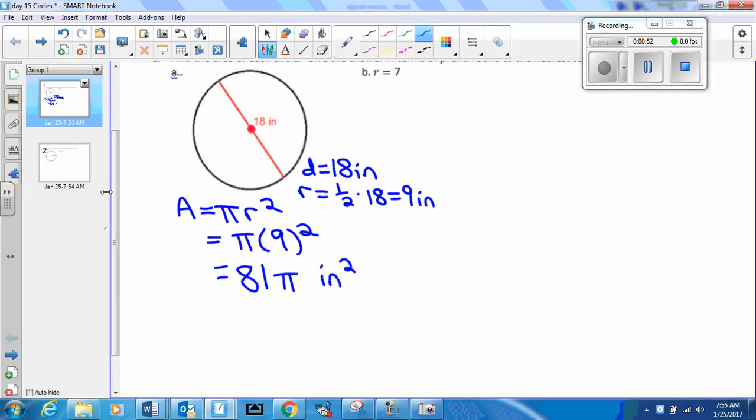Now they told me to round to the nearest tenth, so I'm using my calculator, multiplying 81 by pi, and rounding to the nearest tenth. This rounds to 254 and 5/10 inches squared.